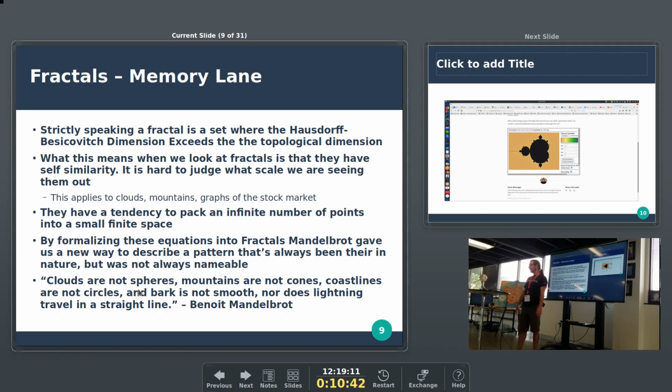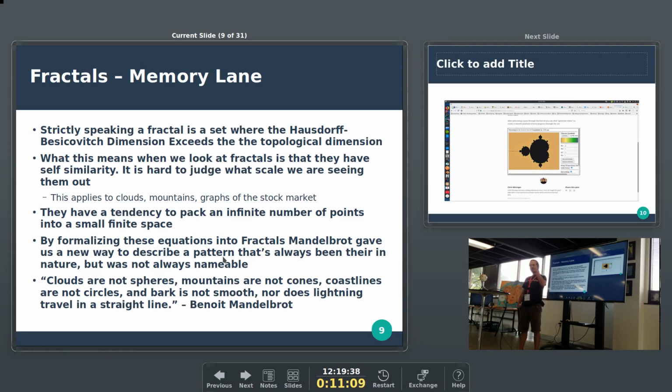So technically speaking, a fractal is just something where this fractal dimension exceeds the topological dimension. There's a much longer name for this dimension that I won't try to pronounce. And what this means visually is that when we look at these things, they tend to have self-similarity. You notice that with the coastline.